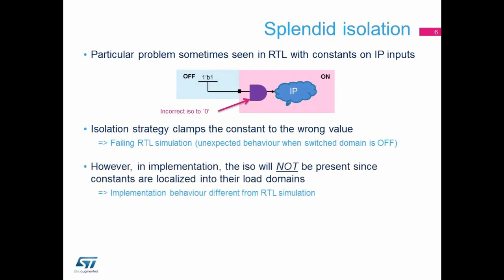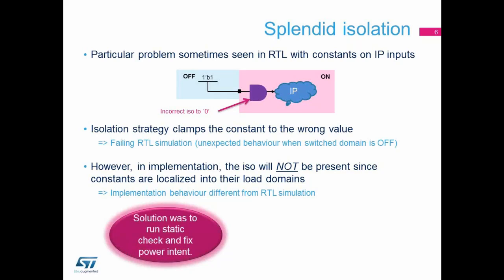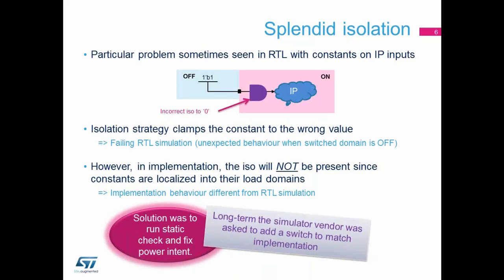However, it's a bit more complicated than that, because certainly in our implementation tools, and I think in most, the constant will get localized to be in the same power domain as the IP that it's feeding. So actually this problem, this virtual isolation cell, this clamping actually goes away altogether. So we had a difference here between what happened in simulation and what would happen in implementation. The solution was to run static checks and find this through a specific check and then fix the power intent. But also long term, we asked the simulator vendor to add a switch that allowed them to match the implementation tools.